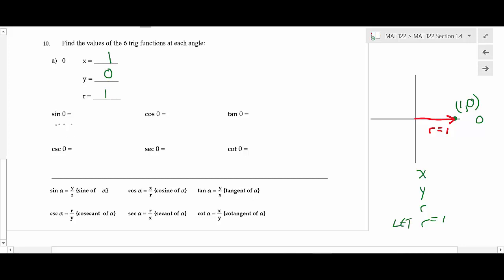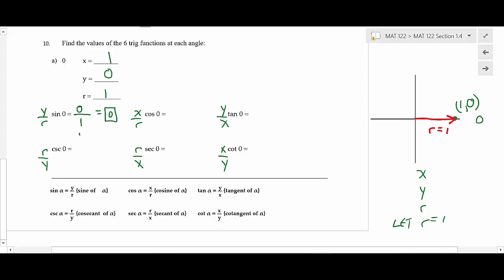So now we just apply the definition. So let's go ahead and write down sine is y over r, cosine's x over r, tangent's y over x. And then the cosecant is the reciprocal of the sine, secant's reciprocal of cosine, and cotangent's reciprocal of tangent. So again, you got to get those memorized so that you can do this. Okay, now it's pretty easy. So the sine would be y over r, so it's 0 over 1. So that means the sine of 0 radians would be 0.